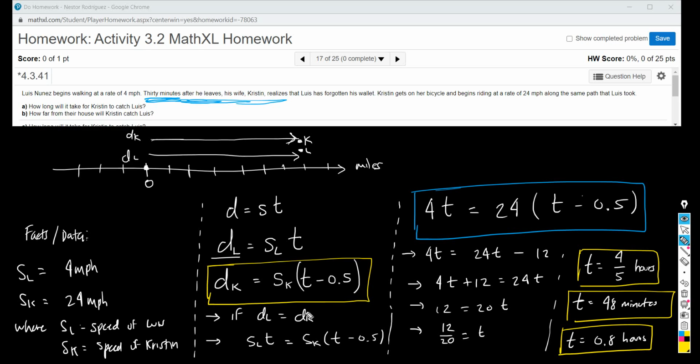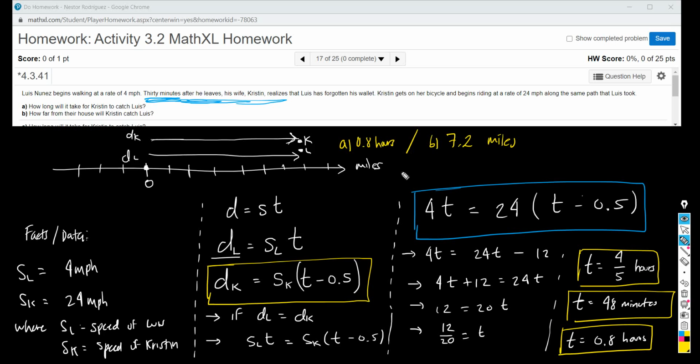24 times 0.8. I'm going to give you the answer only. You're going to get that the second answer is 7.2 miles. This is the solution for B, and the solution for A was 0.8 hours. There you go. These are your two solutions.